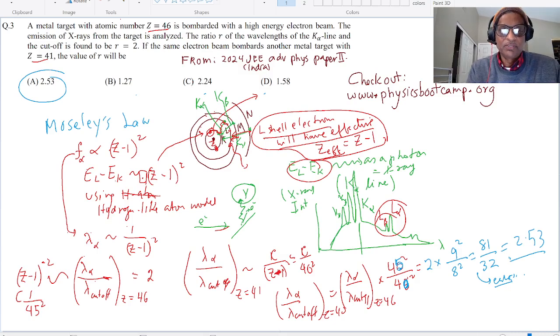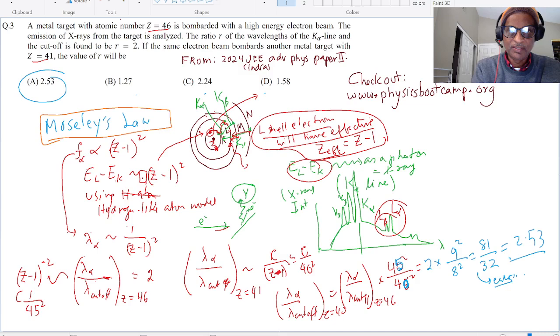Okay, so this is kind of a problem in which you need to know some atomic physics. This is more like a chemistry problem. Physics people usually don't really deal with this kind of stuff that much.